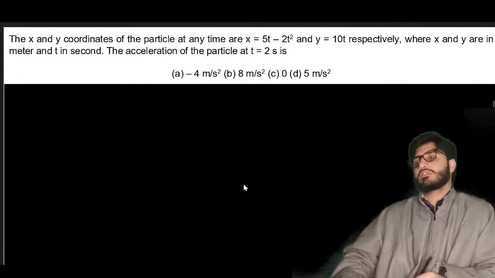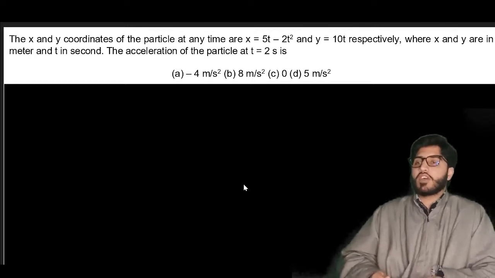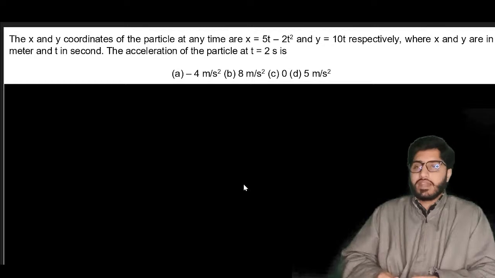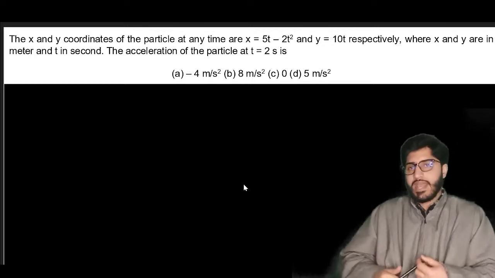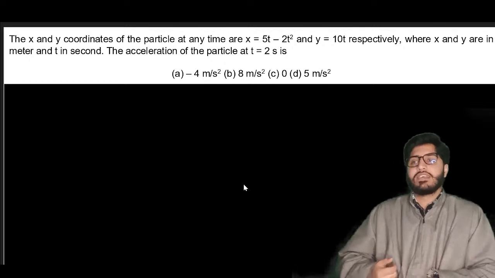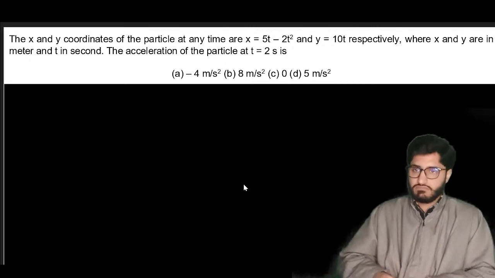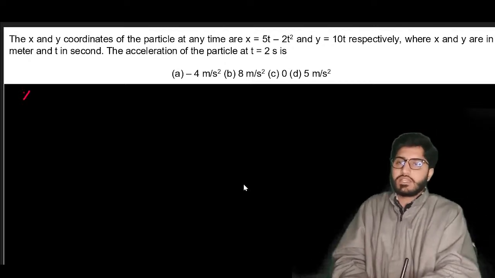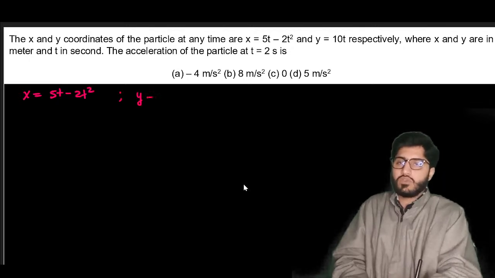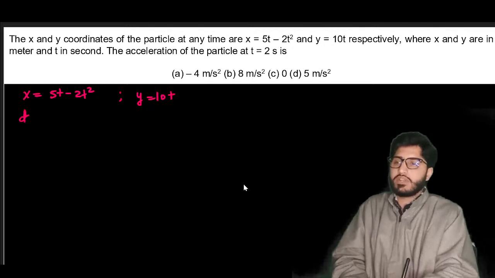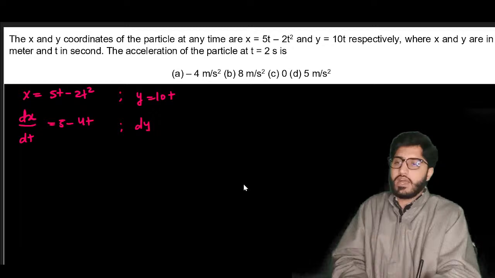Okay. Next question. The x and y coordinates of a particle at any time t are x and y respectively, where x and y are in meters and t is in seconds. The acceleration of the particle at t equals 2 seconds is. So we have to find the acceleration. What is given to us? x is 5t minus 2t square, and y is 10t. Differentiating, dx by dt is 5 minus 4t. For y, dy by dt comes out to be only 10.